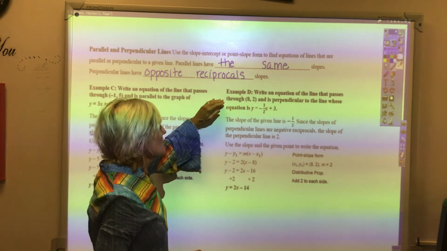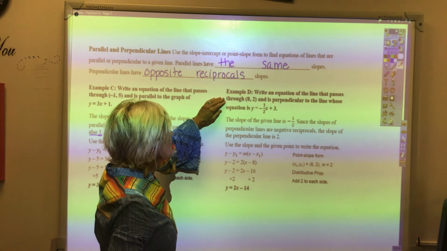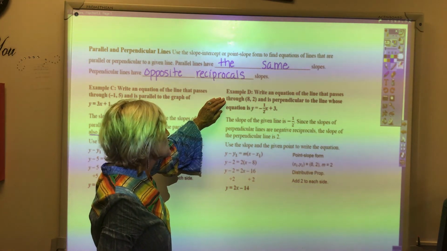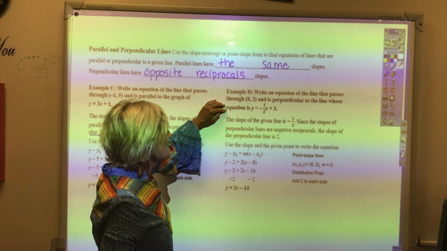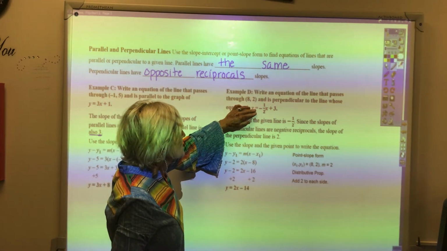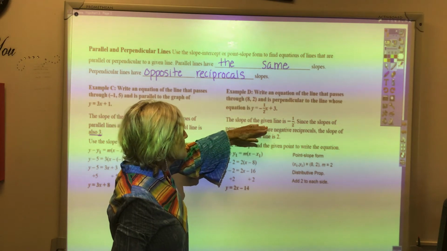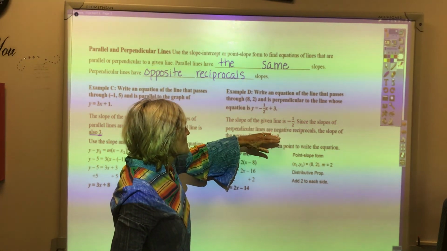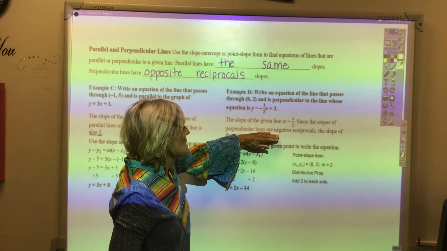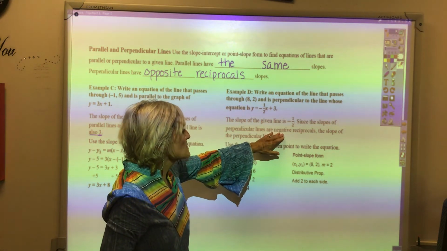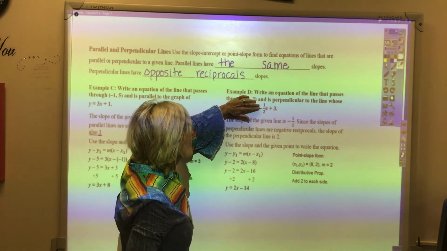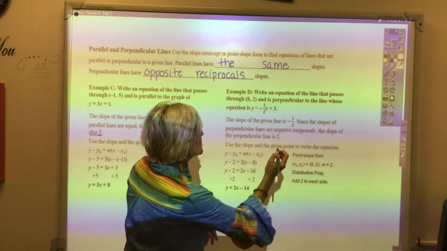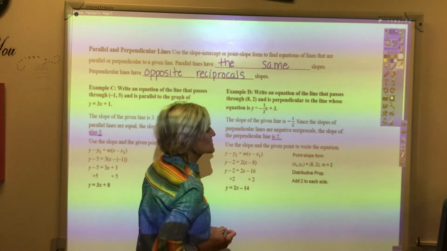On the second one, we have an equation that passes through 8, 2 and is perpendicular to the line whose equation is y equals negative 1/2 x plus 3. So the slope of the given line is negative 1/2. Since the slopes of perpendicular lines are opposite reciprocals, we take the opposite sign here, so it would be positive, and we flip it over. You can see the slope is 2.